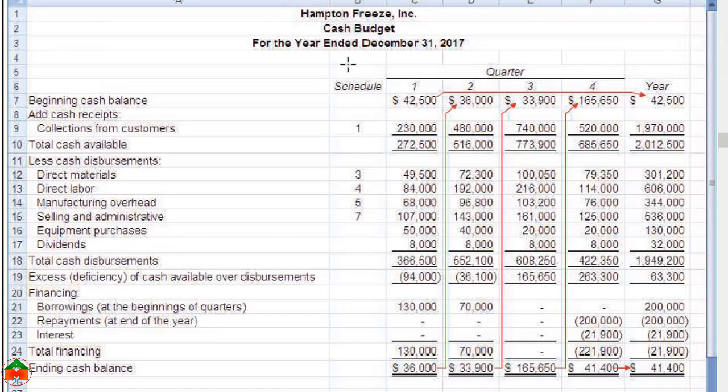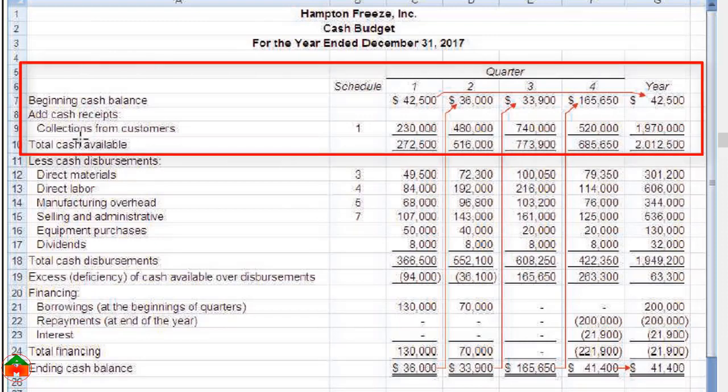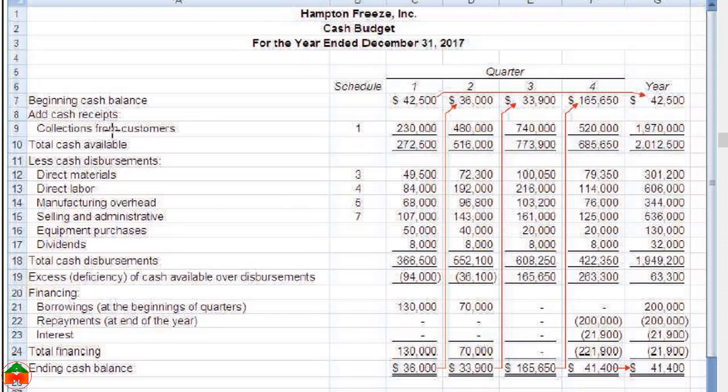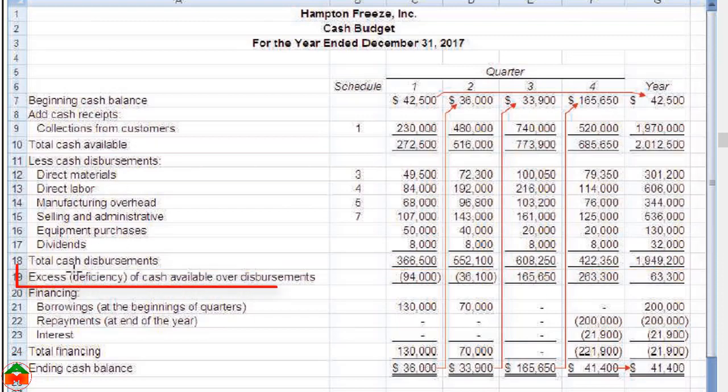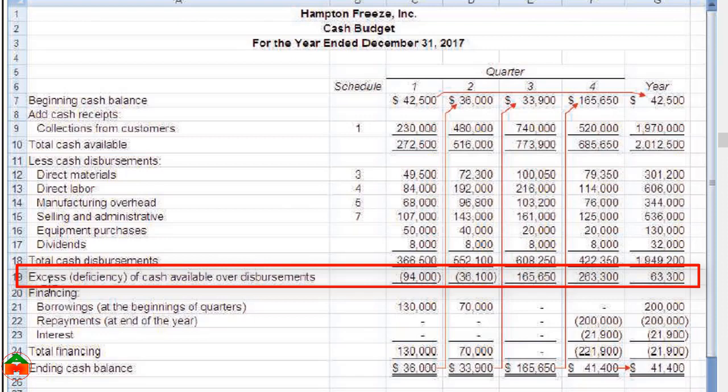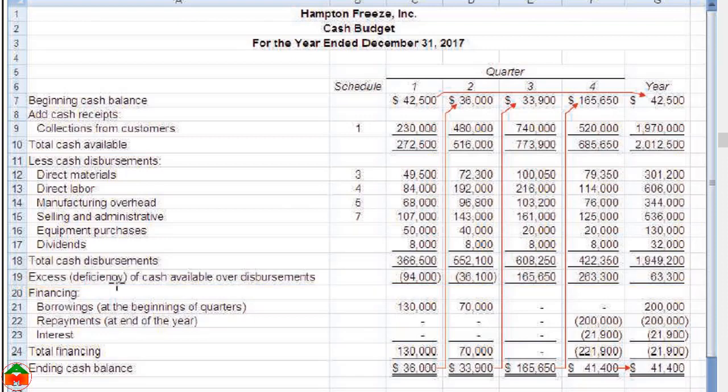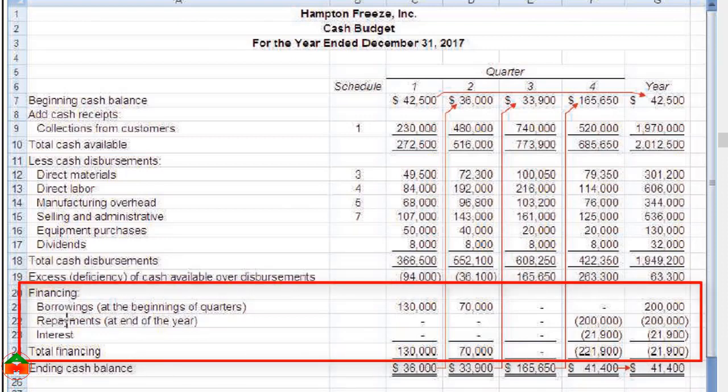This is the cash budget. We can see there are 4 sections. In the first section, we will show the cash collection, then we will show cash disbursement, then there would be cash excess or cash deficiency, and the last section is the financing section.